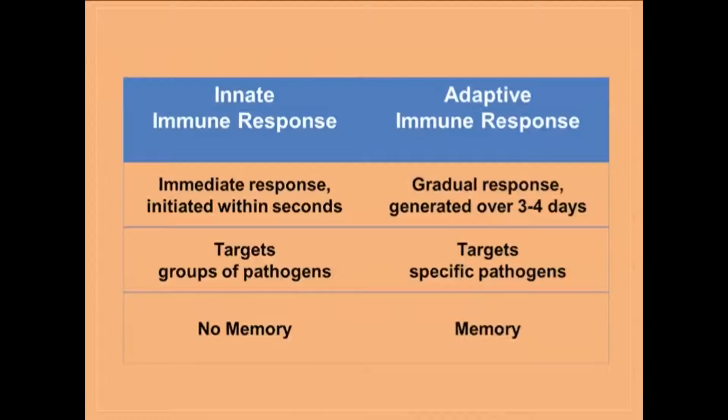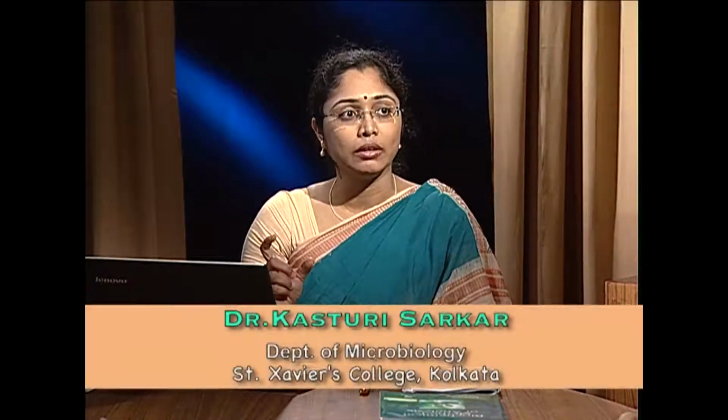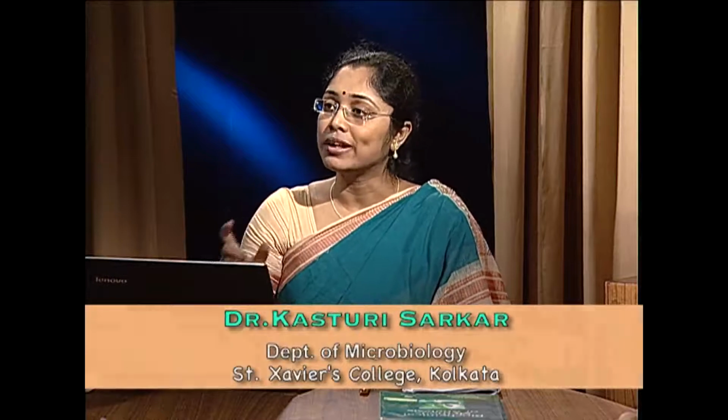Innate immune response is also called non-specific immune response and it is present in all forms of life. Whereas adaptive immune response is found in jawed vertebrates, that is vertebrates having a jaw, and adaptive immune response has memory. Whereas innate immune response has no memory.